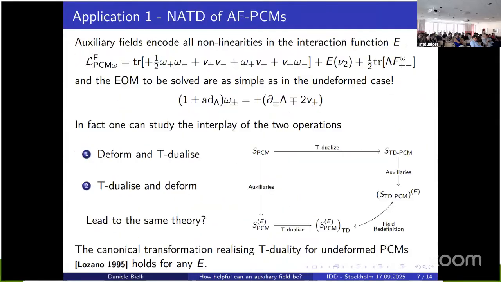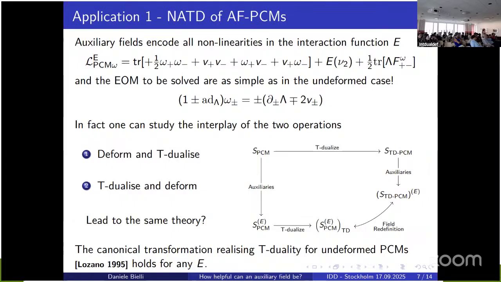Okay, so there is more indeed, as I was saying. Once you have understood that you can perform the deformation and then dualize, you can also wonder, can I do the reverse set of operations? Can I first dualize and then perform the deformation? It's not straightforward, but it turns out that you can actually do these two operations.